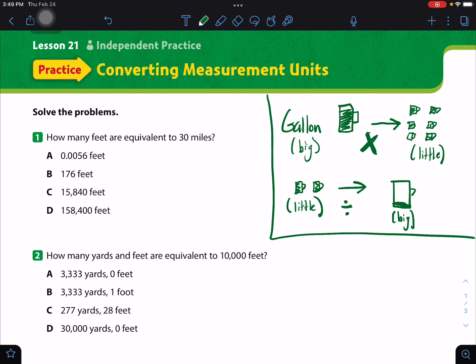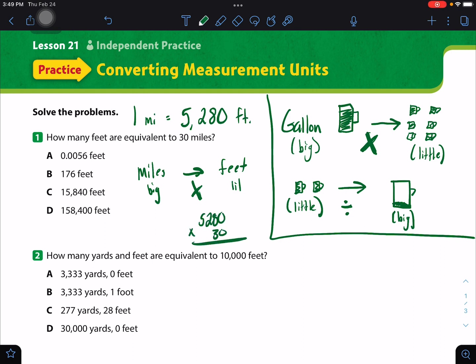So let's take a look at the first problem here. Number 1, how many feet are equivalent to 30 miles? Well, if I look at my reference sheet, I know that 1 mile is equal to 5,280 feet. So I need to ask myself, I'm going from miles to feet. Is it big to little or little to big? Well, I know that a mile is really big, and I'm going down to little feet, so that means I need to multiply. So I need to take my 5,280 that was given to me and multiply it by 30.